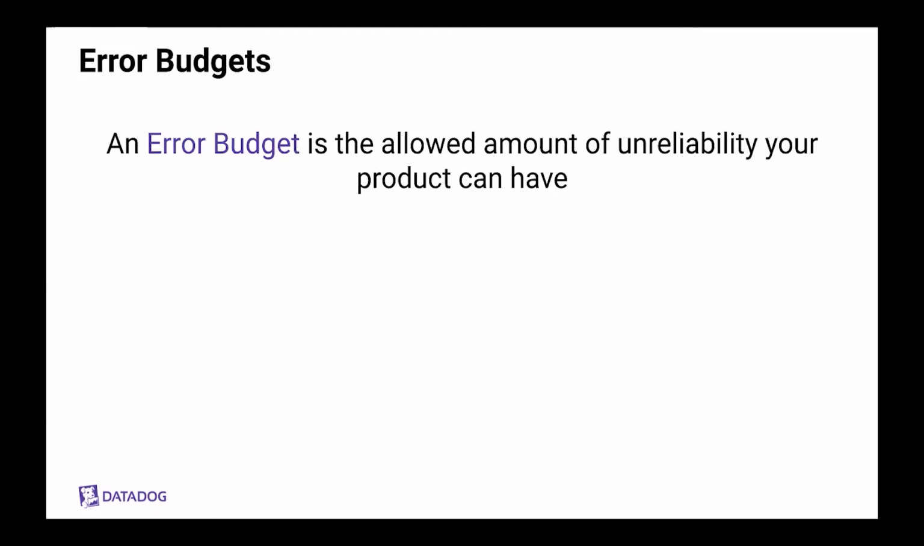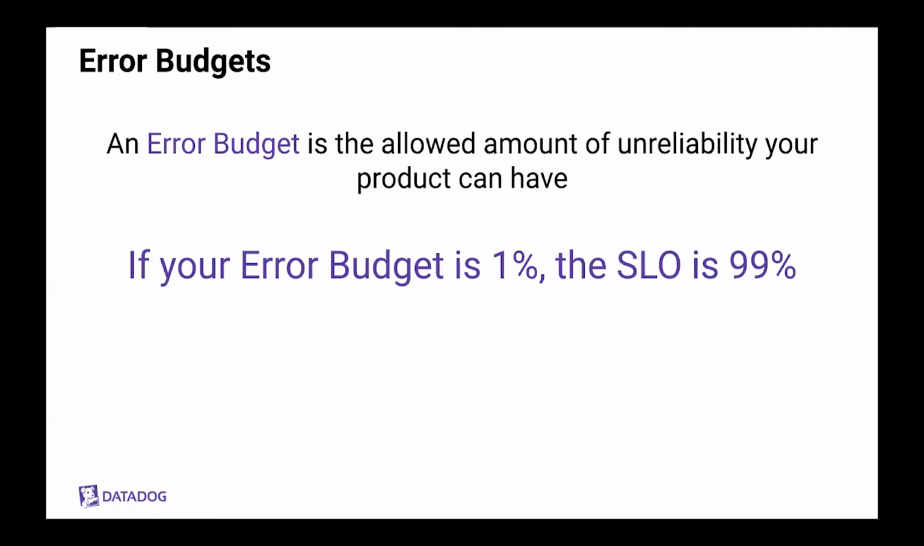And error budgets. Error budgets are your wiggle room, the literal budget you have to work within, the allowed amount of unreliability your product can have. Thinking about our example, if we say that the product can't have more than 1% unreliability over the course of a month, we're working with an SLO target of 99%. The error budget is calculated as 1 minus that SLO target.